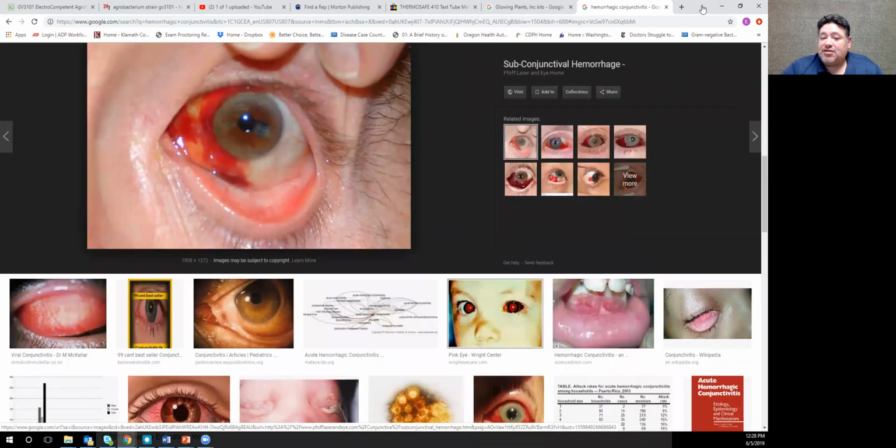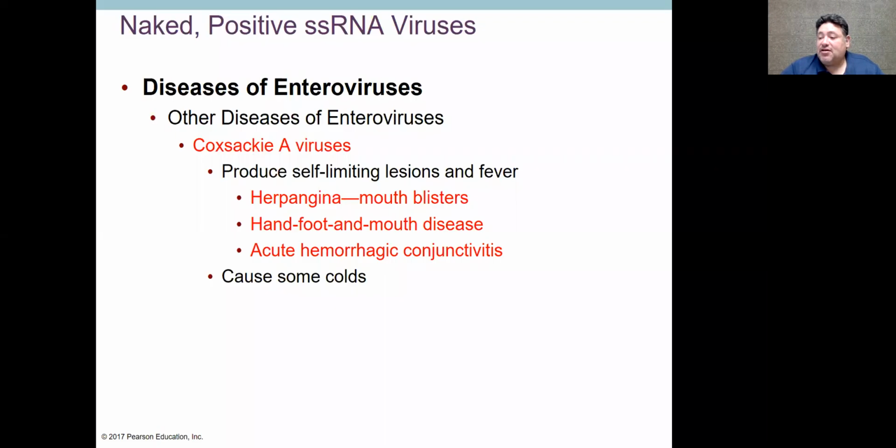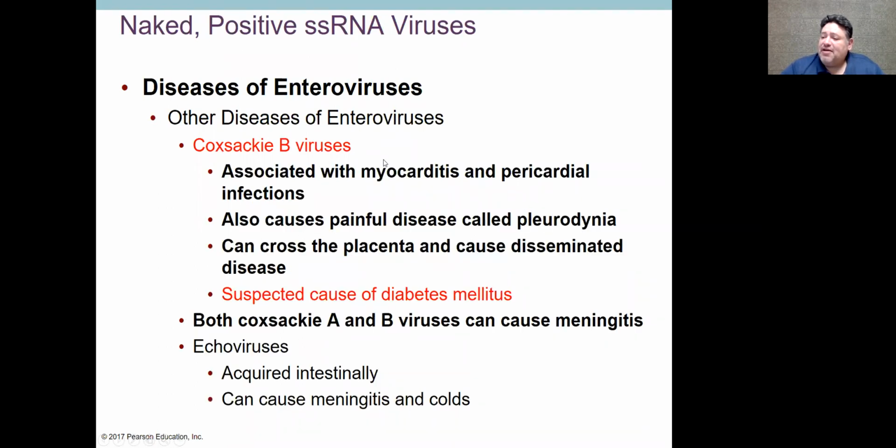So that's Coxsackie A virus, again, hemorrhagic conjunctivitis. Here's Coxsackie B virus. So what are the manifestations of this Coxsackie B virus? It's associated with myocarditis, inflammation of the myocardium and the pericardium. It causes a disease called pleurodynia, which is a malfunction of the lungs. And it is also a causative or suspected causative agent for diabetes, type 2 diabetes.